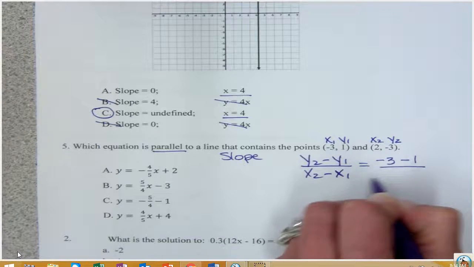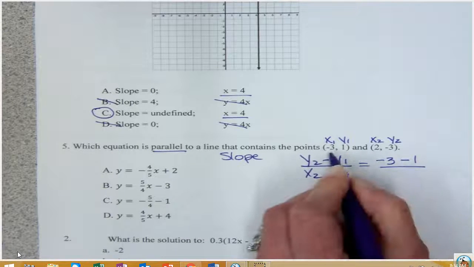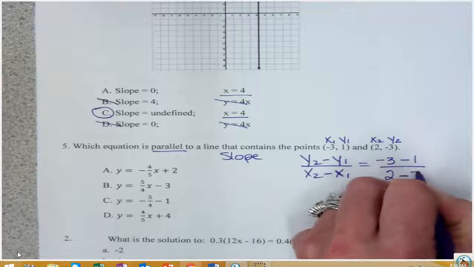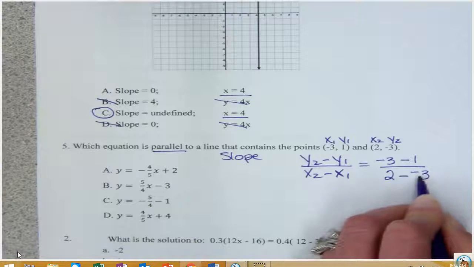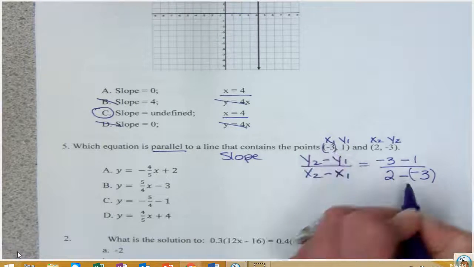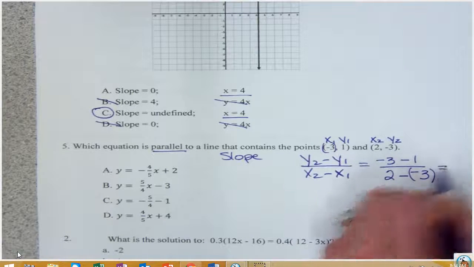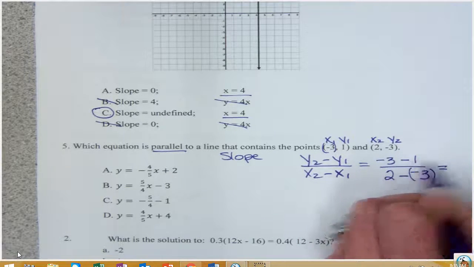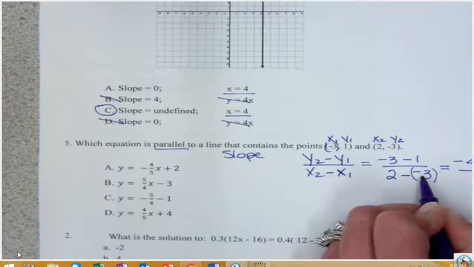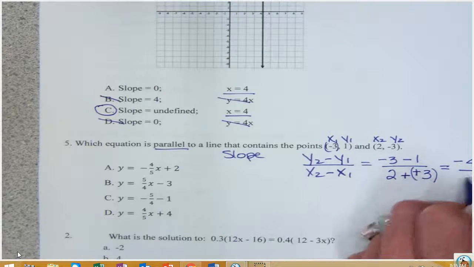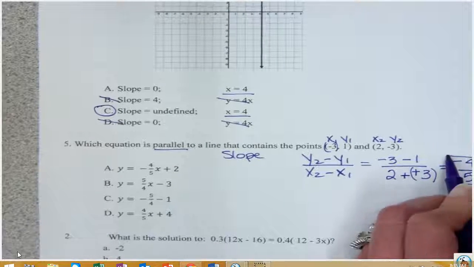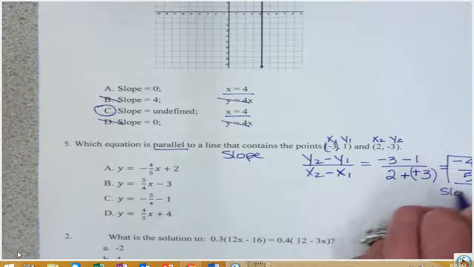Please be careful with your negatives and adding and subtracting, and make sure that if it's 2 minus, and then that's a negative 3, make sure you're putting the entire number and that you're not combining those without reason. So negative 3 minus 1 is negative 4. 2 minus a negative 3 is going to be positive 5. We change those to positives. So here is our slope.